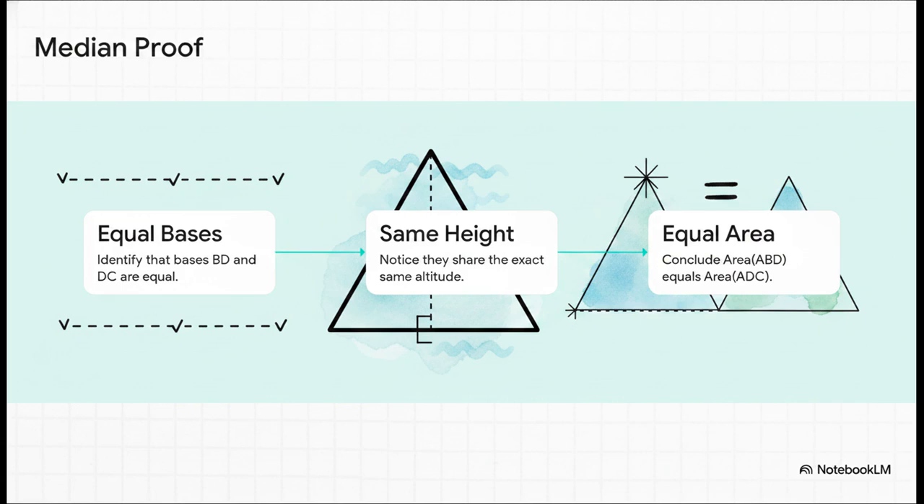Step 1. Because line AD hits the exact midpoint, we know the bottom base of the left triangle is exactly equal to the bottom base of the right triangle. Step 2. Notice they both share the exact same peak vertex at the top, point A. So, because they sit on equal bases and stretch up to the exact same peak, they are mathematically trapped in the exact same altitude. Same base, same height. Therefore, their areas just have to match perfectly. Splitting the base in half splits the area in half, period.